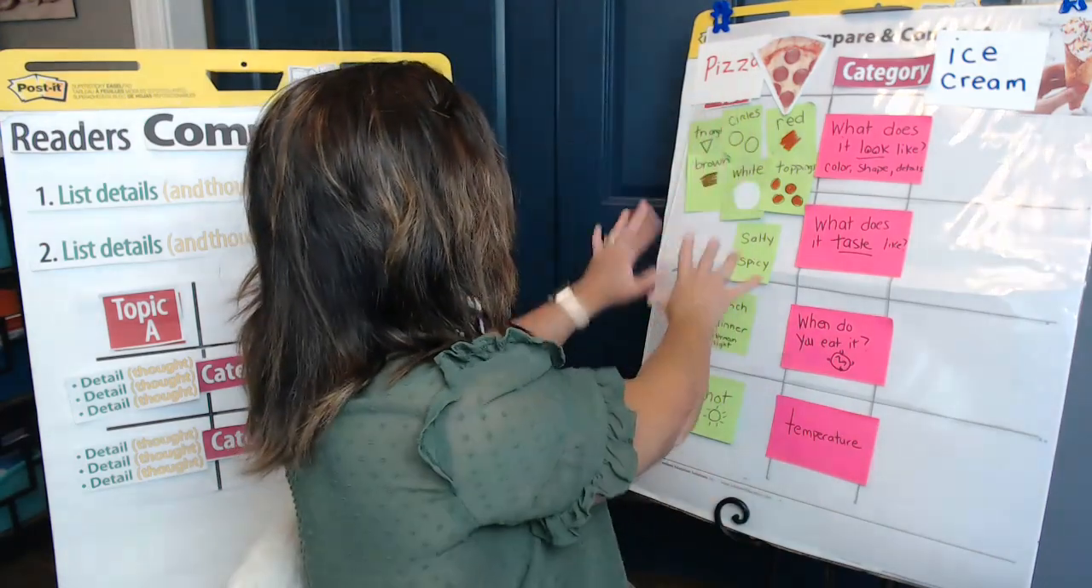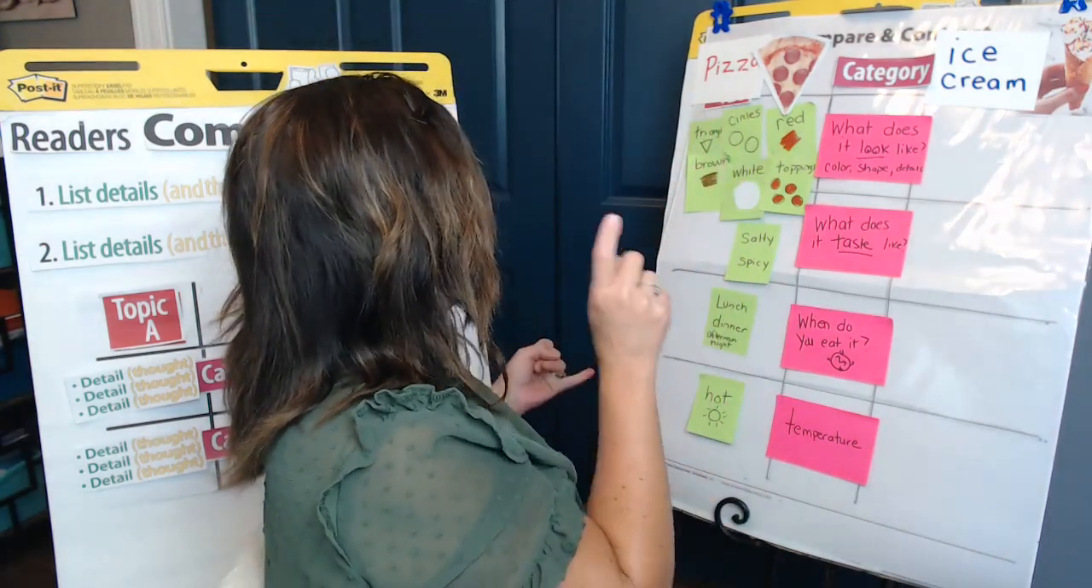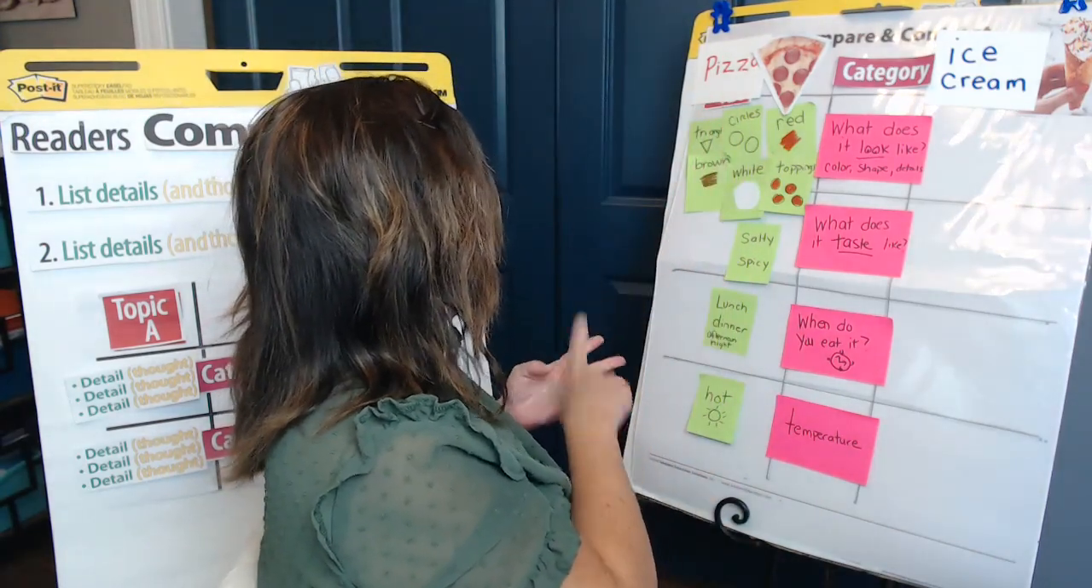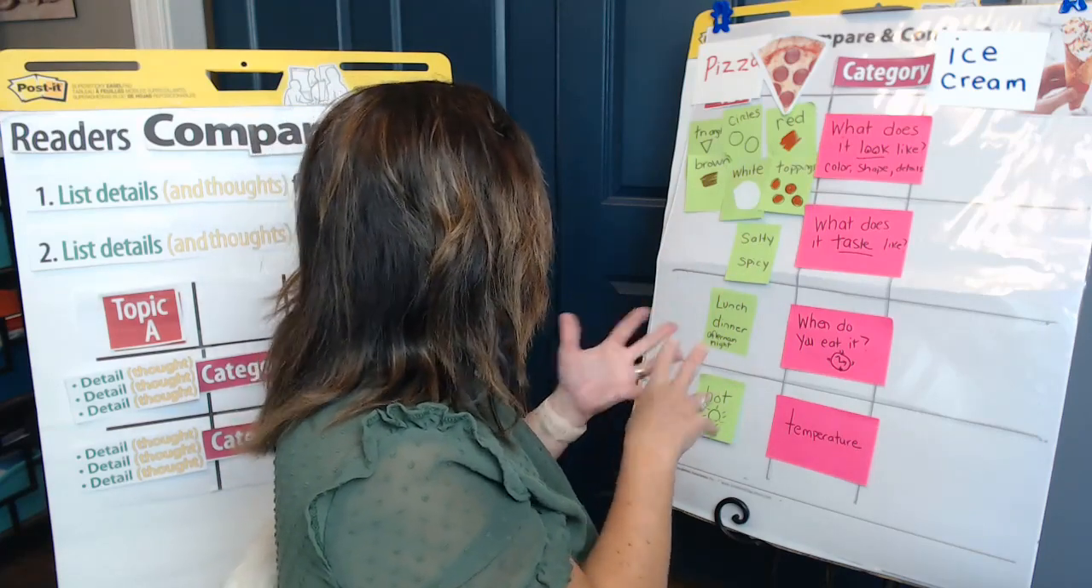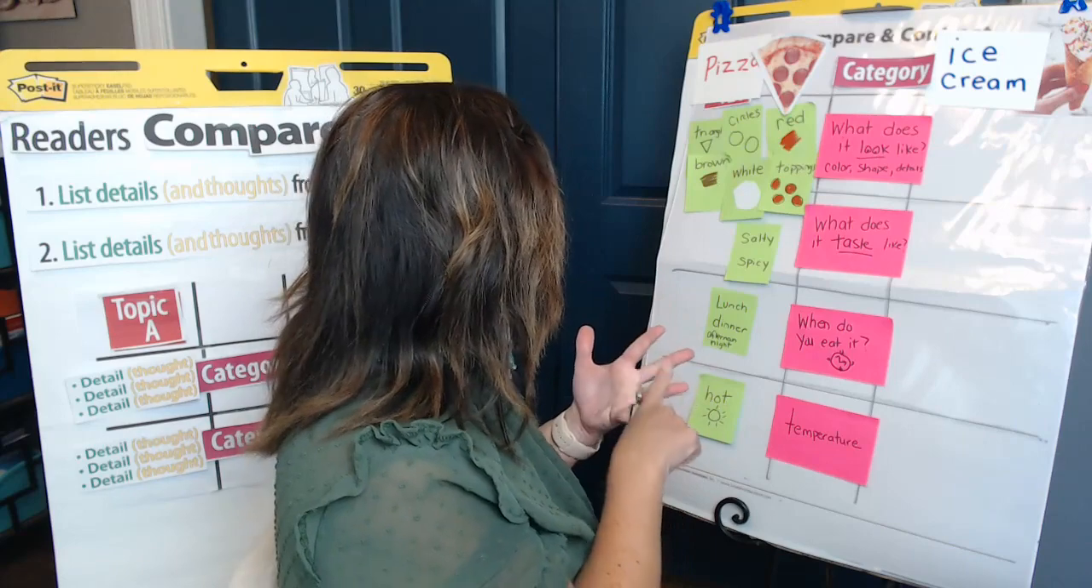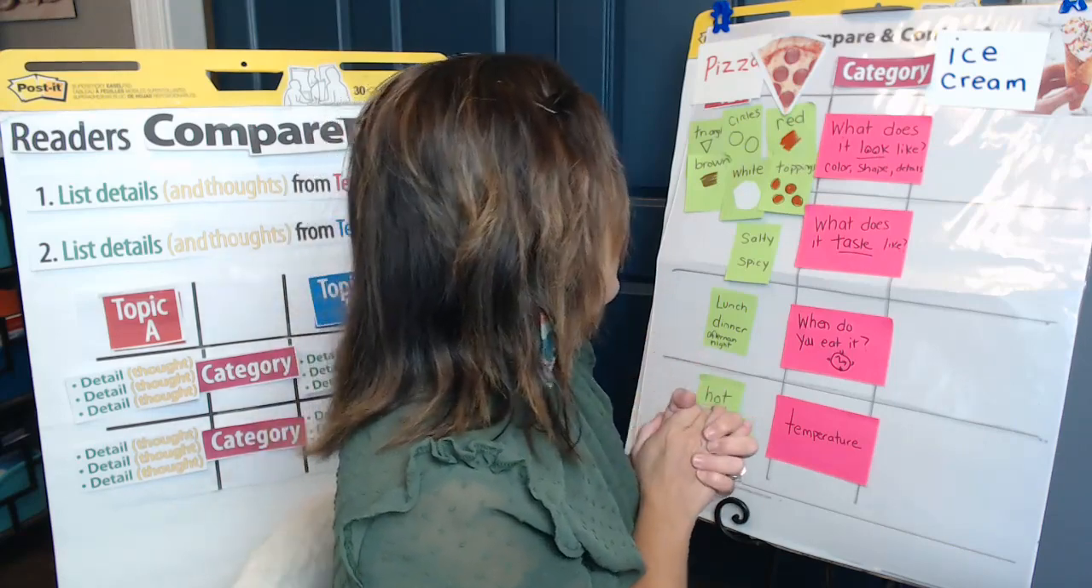So if I look at all the details that I collected about pizza, red and white and brown, triangles and circles, and it has toppings, spicy and salty. You eat it at lunch or dinner, and afternoon or evening, and you like it hot. Okay.